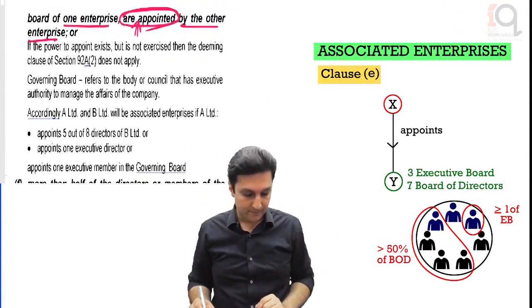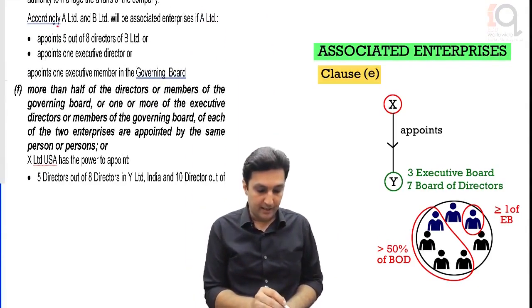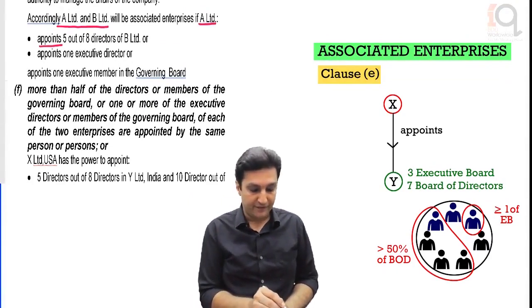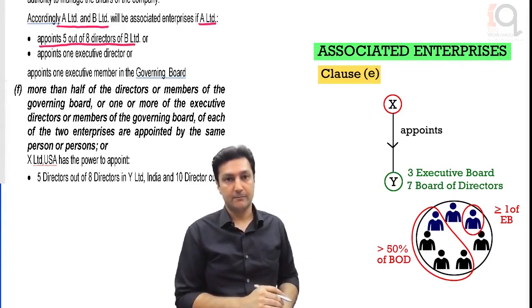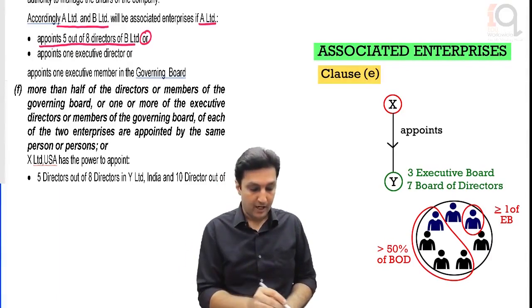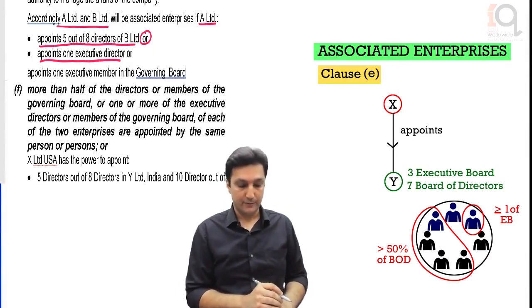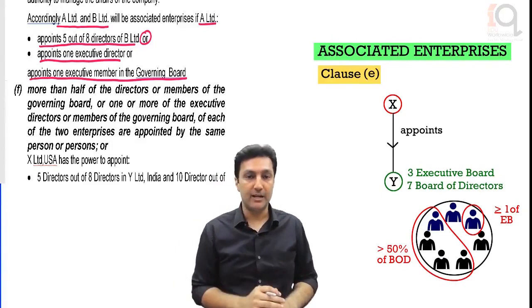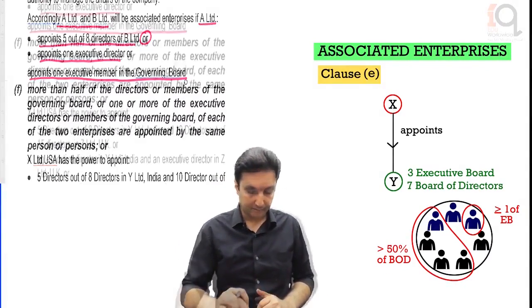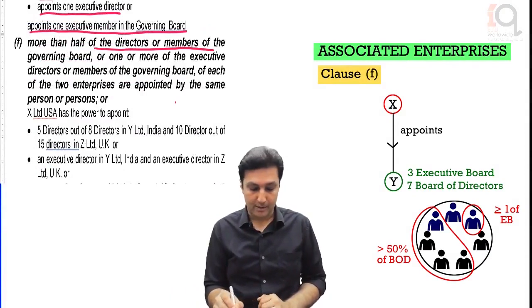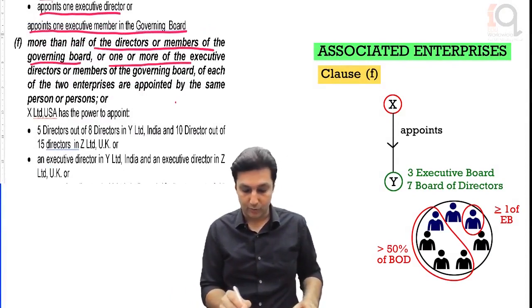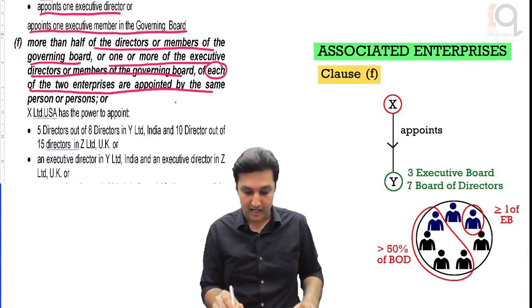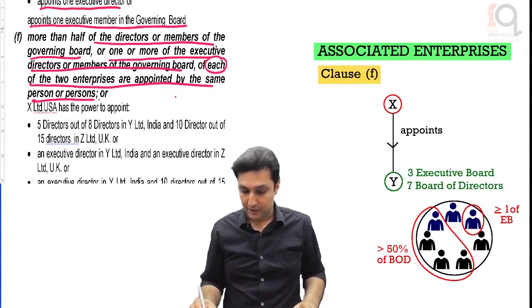So if I take an example, A Limited and B Limited will be associated if A Limited appoints 5 out of 8 directors of B Limited, more than half, or appoints 1 executive director, or appoints 1 executive member in the governing board. In either case, both of them become associated enterprises. Then he says more than half of the directors or members of the governing board, or one or more of the executive directors or members of the governing board of each of the 2 enterprises, are appointed by the same person or persons. So this is now indirect.